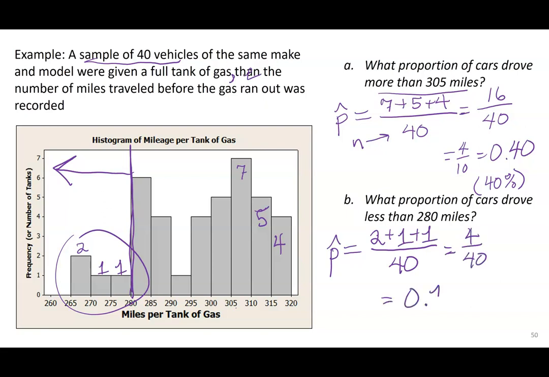So you go to 0.10, or if you had it in percent, it's 10%. So it's saying that 10% of the cars in this sample drove less than 280 miles on 1 tank of gas.